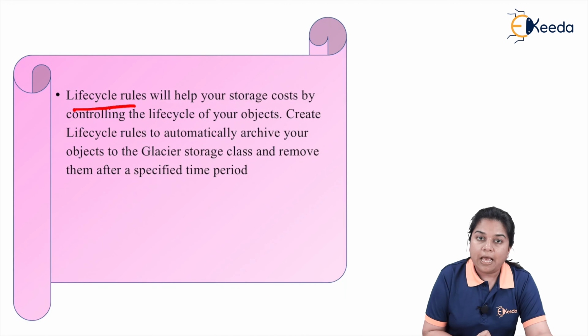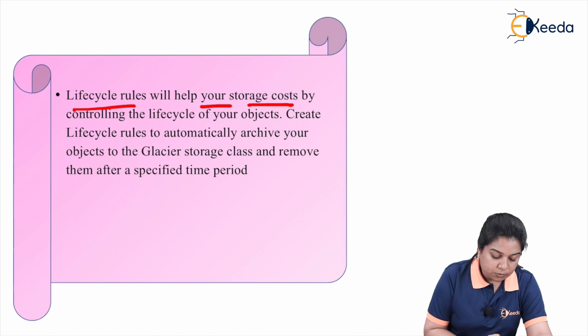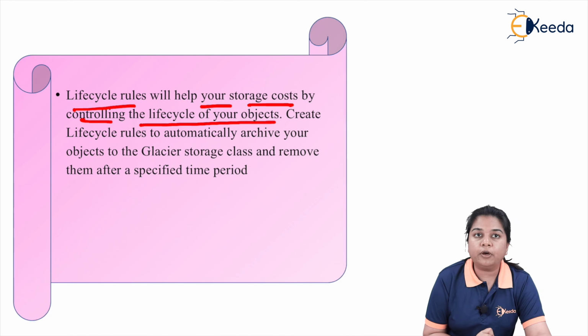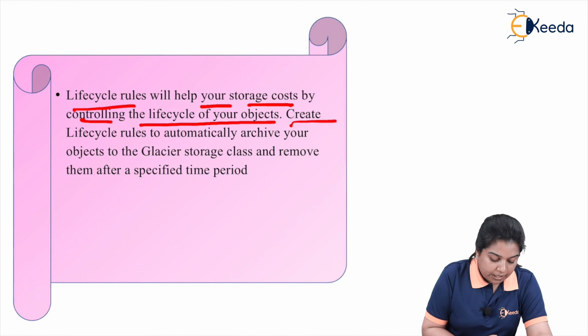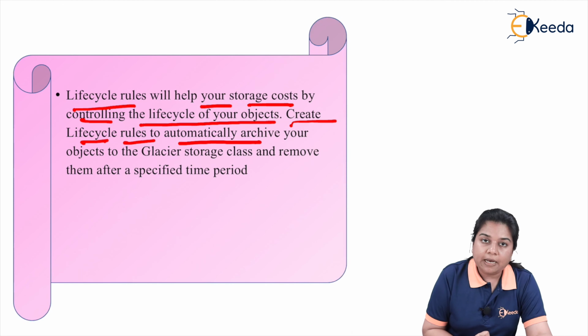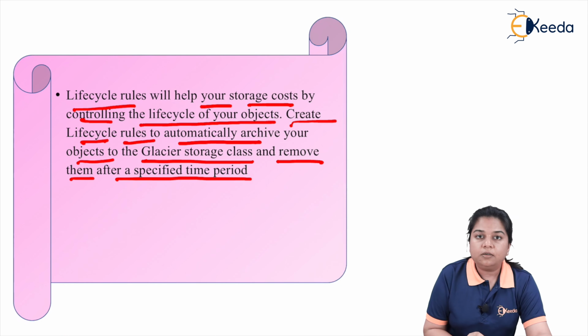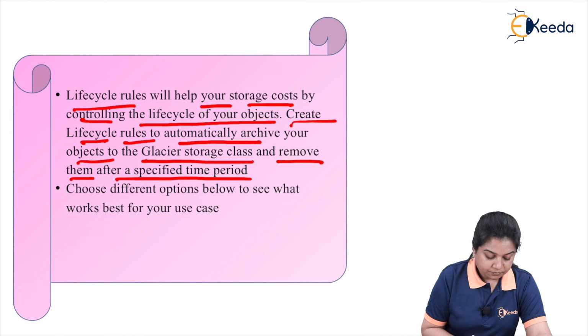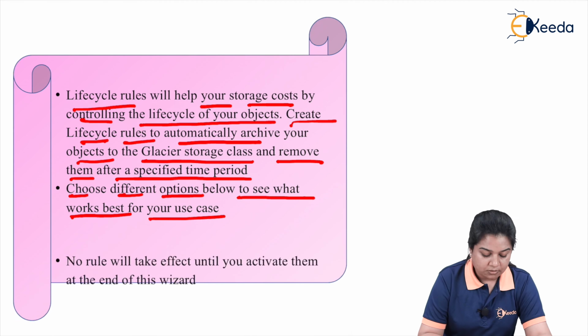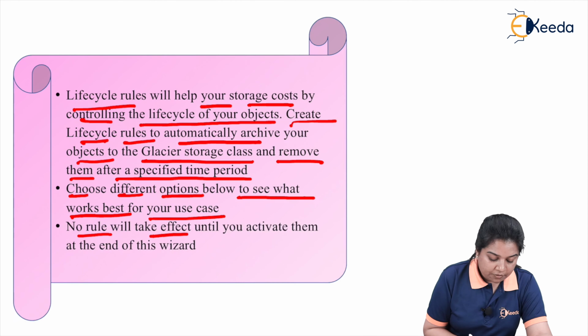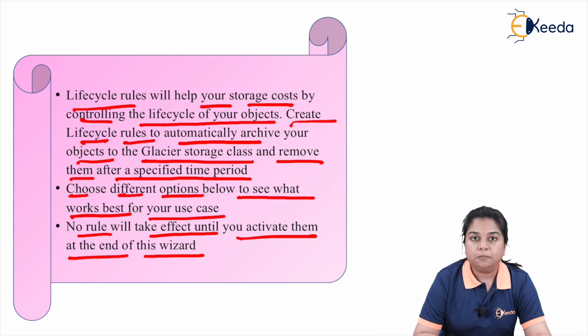Lifecycle rules will help your storage cost by controlling the life cycle of your objects. Create lifecycle rules to automatically archive your objects to the Glacier storage class and remove them after a specified time period. Choose different options below to see what works best for the use case. No rule will take effect until you activate them at the end of this wizard.